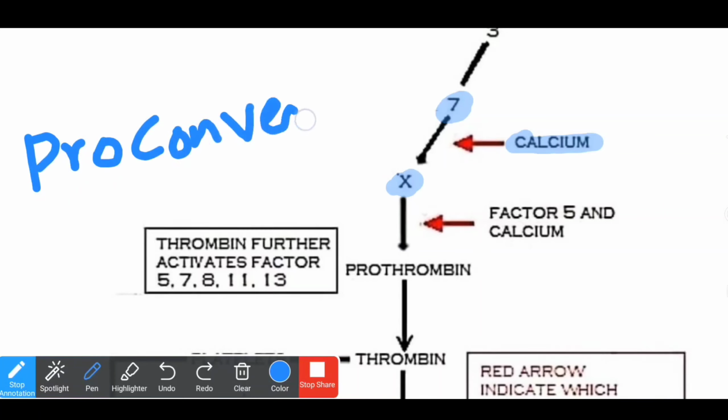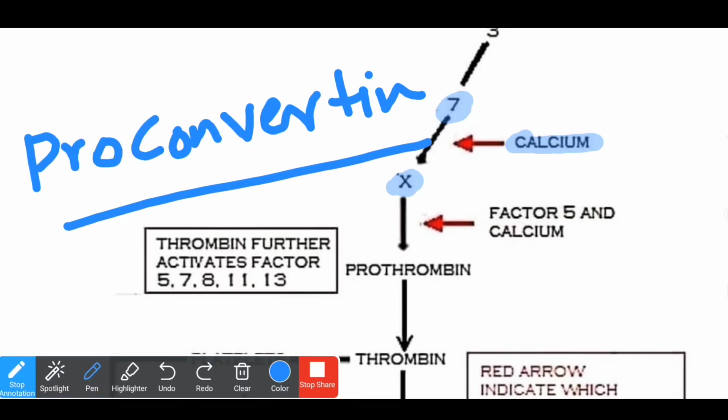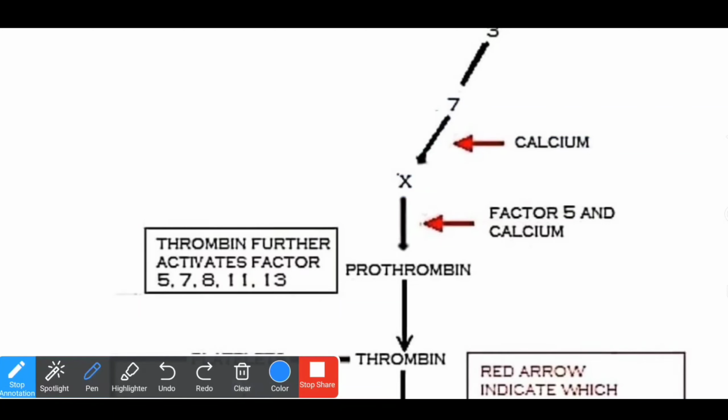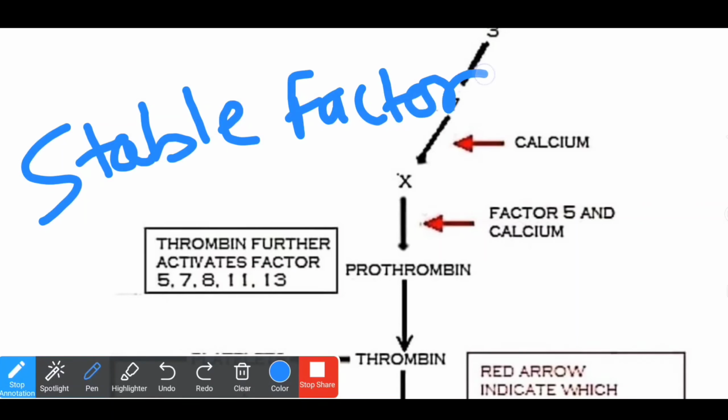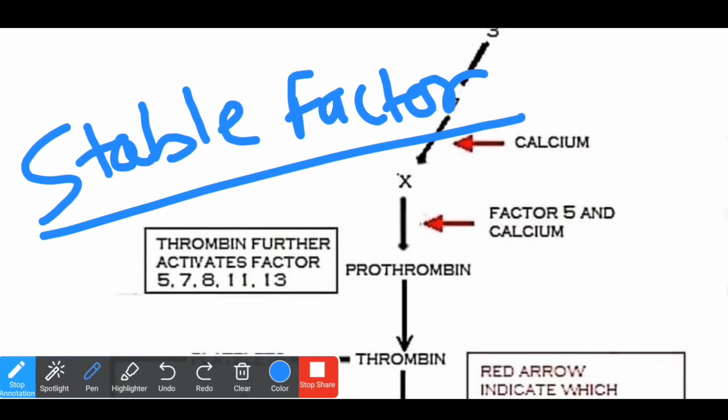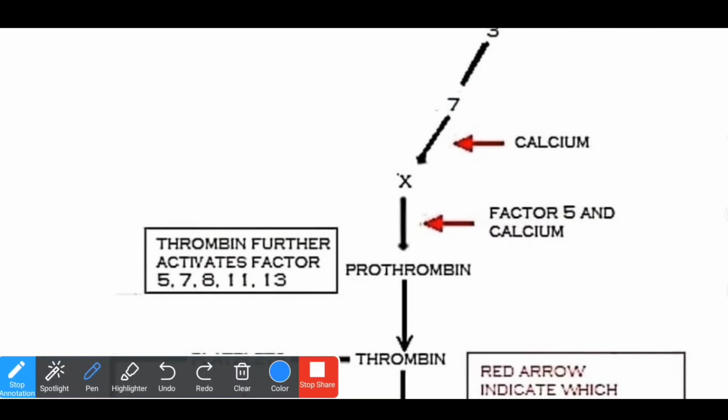Please do remember the case. Factor number 7 is called proconvertin. Or rather, we call it the stable factor. So deal with both the names. Factor number 7, if you are preparing for a competitive exam, please do remember one thing, that factor number 7 is called the stable factor as well, or the proconvertin.